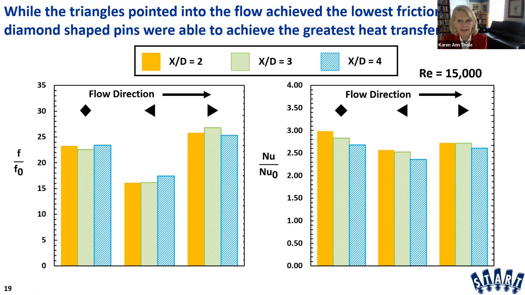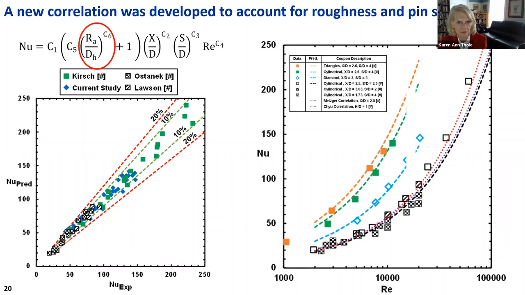I think what was important out of this study, and some of these shapes have been studied before, what we realized here is that there were many correlations out in the literature that predict Nusselt number for different pin spacings. But what was missing was a term when we went to additive manufacturing. So we did a lot of studies to add another term in there, which is a roughness term. And once we were able to add that roughness term, we were able to get a lot of data from different studies, including our own study, to agree within that correlation to plus or minus 20% or even better.